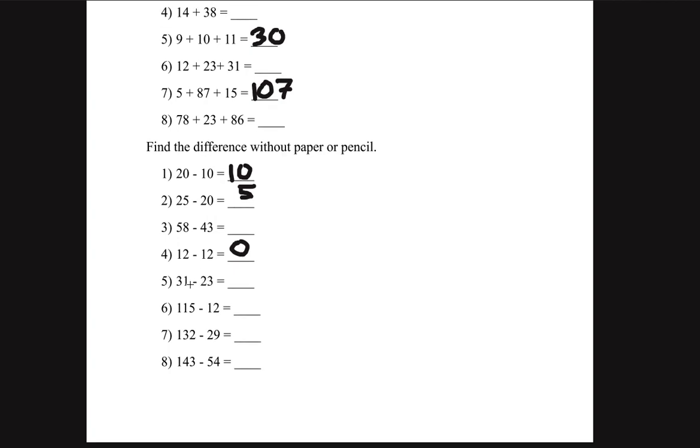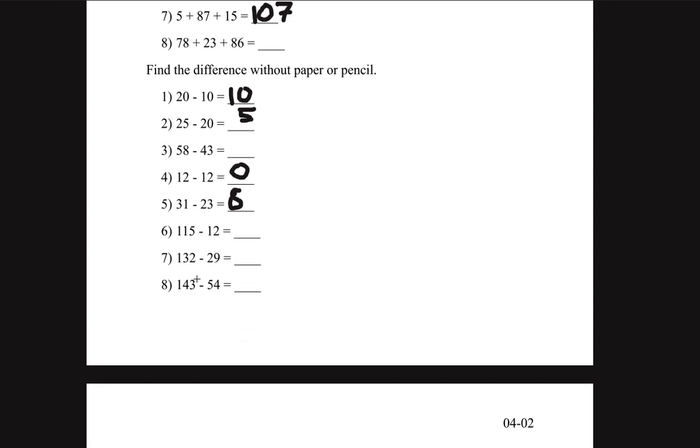Something harder is number 5. 31 minus 23. Since the 1 is smaller than the 3, we're going to have to take the 3, change it to 2, then change the 1 to 11, and then 11 minus 3 is 8, and the answer will be 8, since the 2 and 2 cancel out, since you're making the 3 into a 2.